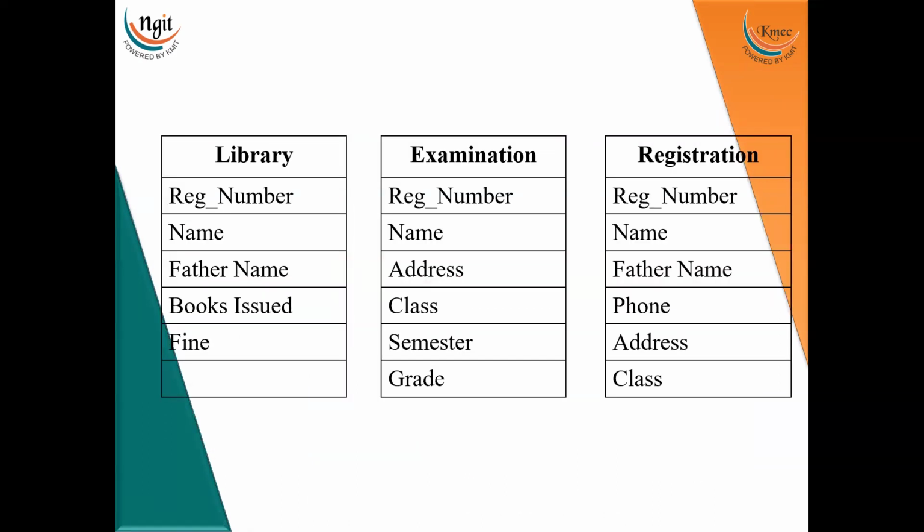So here is the detailed information for each data. For the library database, we store the registration number, name, father name, books issued, and then fine. All these are the fields of information that we are going to maintain as part of the library data.